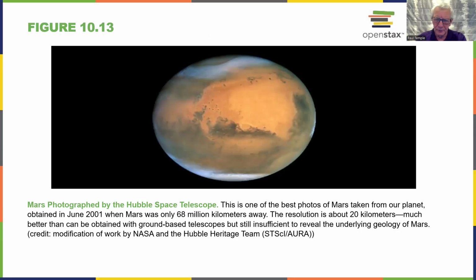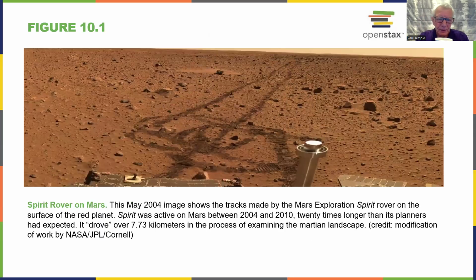And yeah, it's really good, but there is an image later on here that's almost as good, taken with a telescope from the surface of the Earth. Here is Spirit rover on Mars.